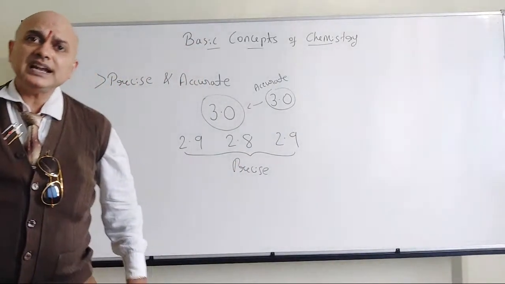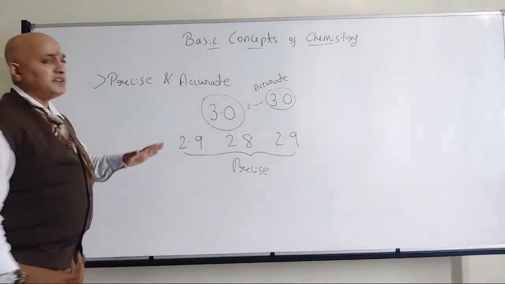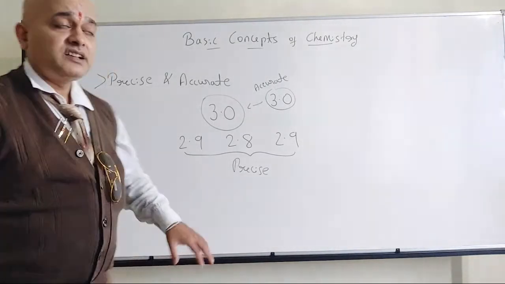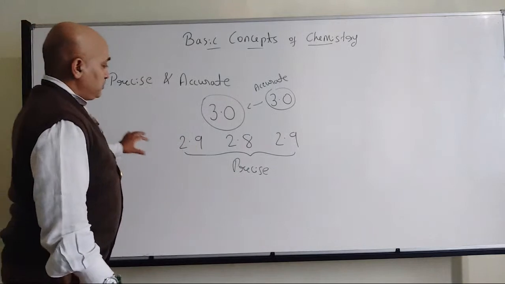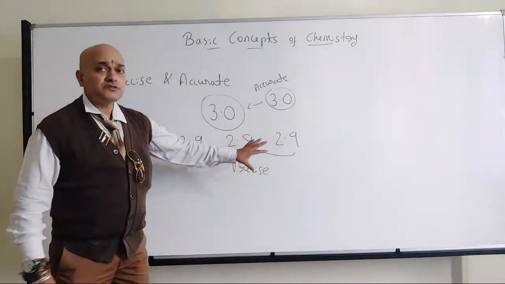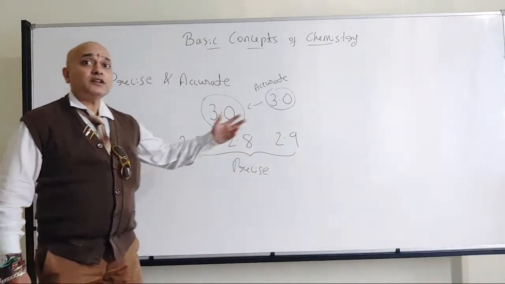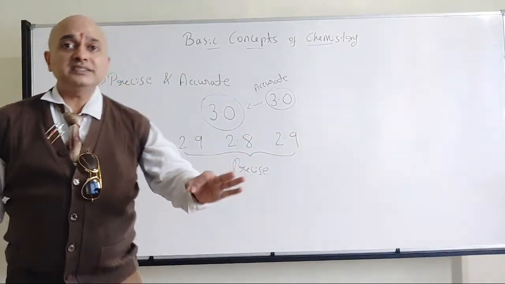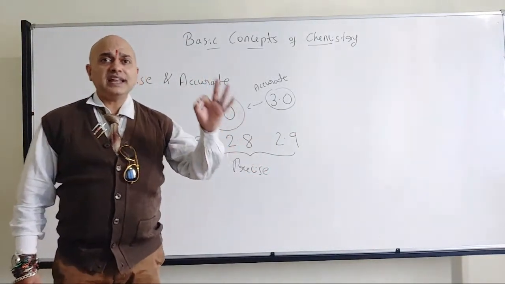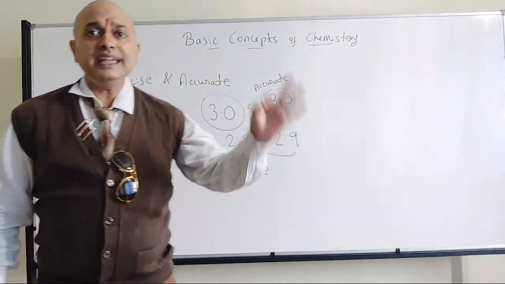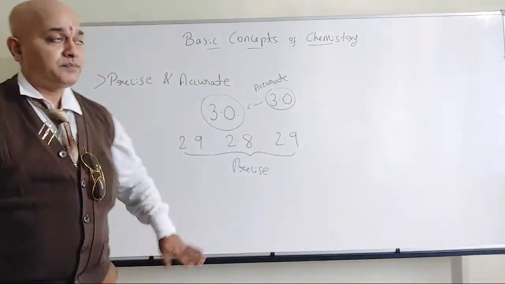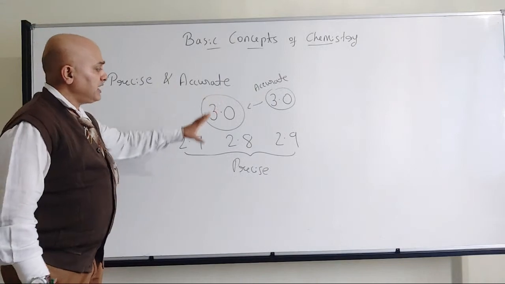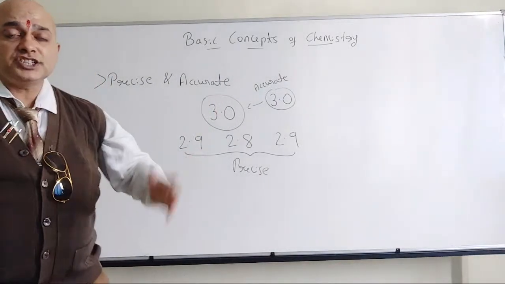All of you are understanding? No one will ask you this definition, so no need to worry. So precise values are those which are close to each other and which are close to the expected value. But accurate value means these are the values which are exactly same to that of the expected value. So that's why we have accurate and precise, precision.